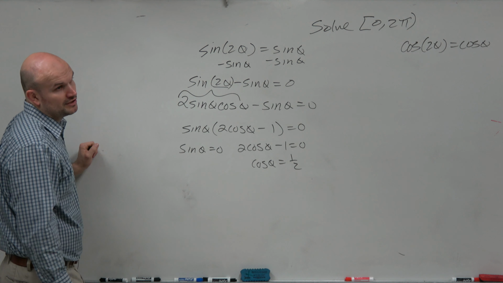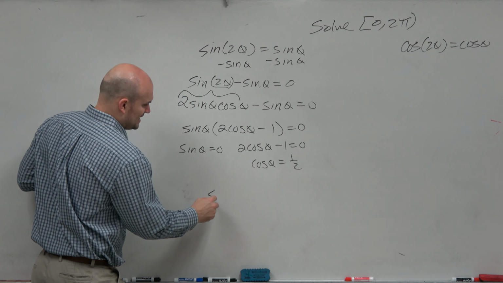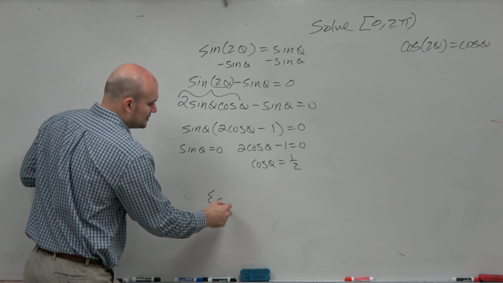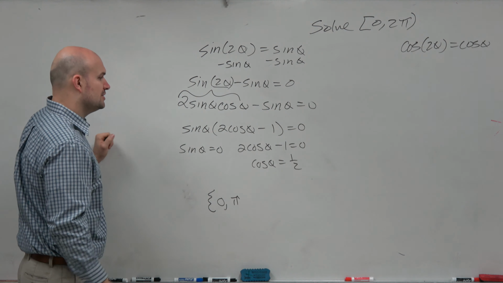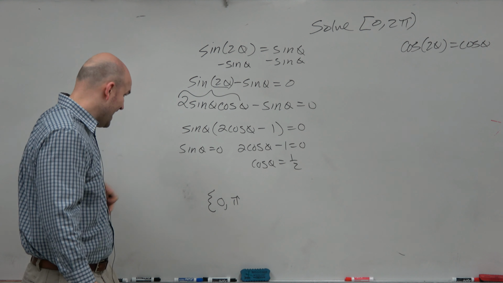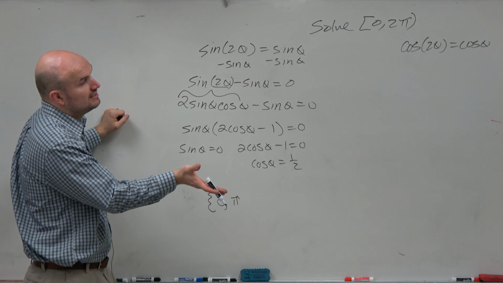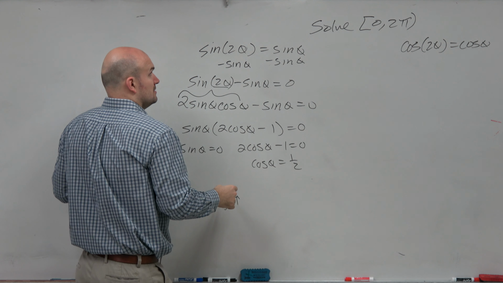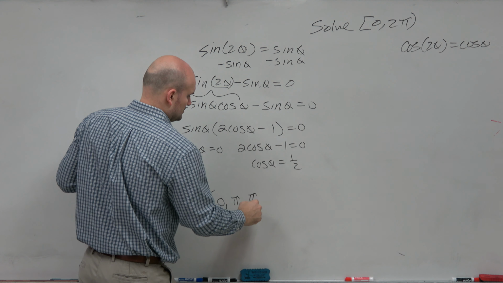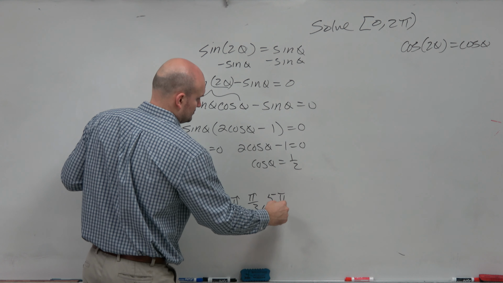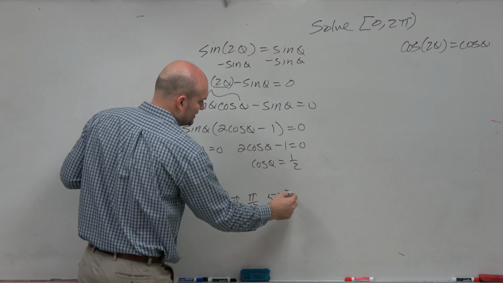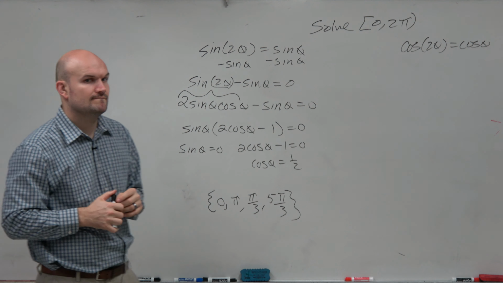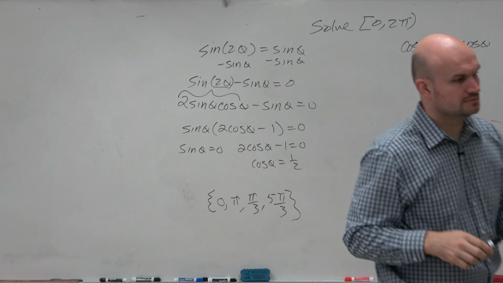OK, so if you don't know the unit circle, you're going to quickly start getting left behind here. So the sine of theta is equal to 0 at what angles? Think about the unit circle. That's 0 and pi. The cosine of theta is equal to 1/2. That is going to be at, let's see, 1/2. So that's going to be pi over 3 as well as 5 pi over 3. And because I did ask you to find the answers between 0 and 2 pi, that would be your solution set. Cool.